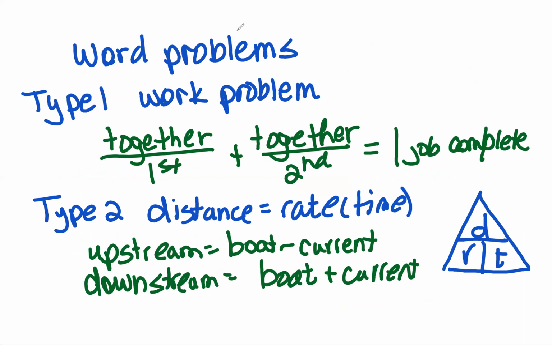But generally, the pattern for a work problem is together over the first person's time, plus or minus together over the second person's time, equals one job done. Plus or minus, because if they're going toward the same goal, then you're going to add them. If they're going toward opposite goals, then you will subtract them.